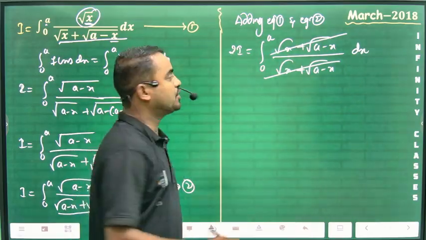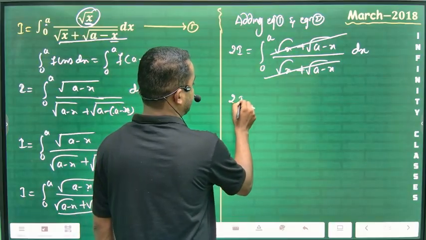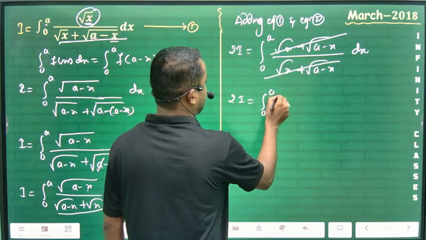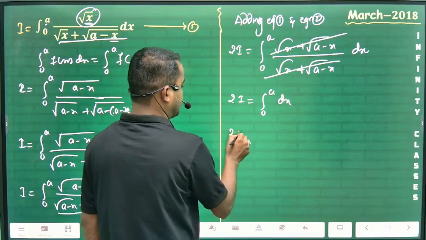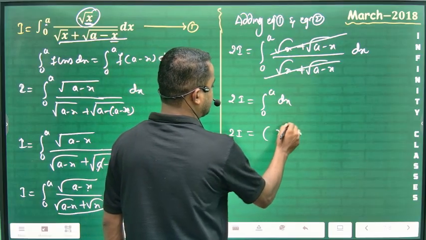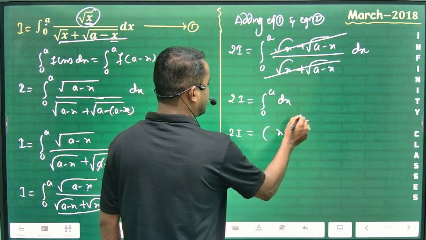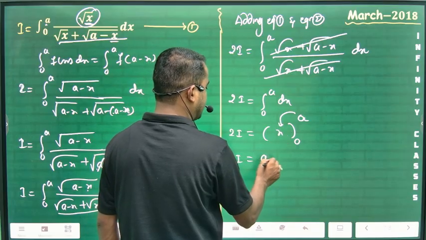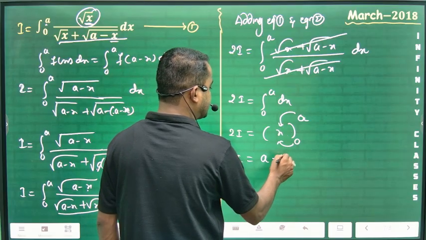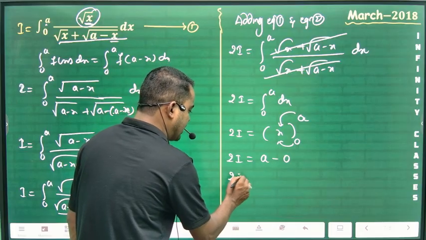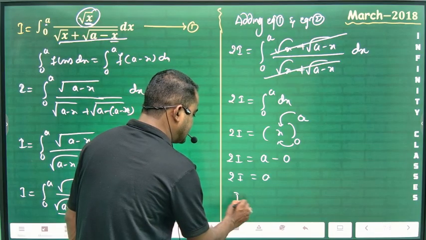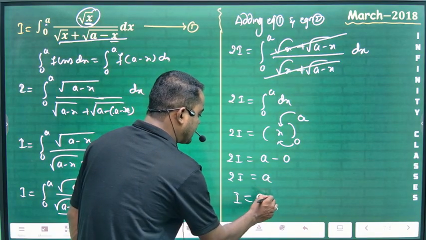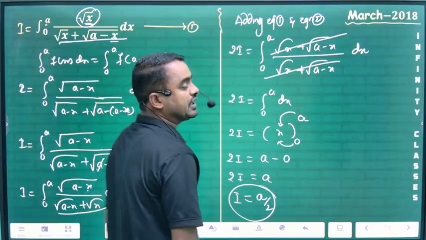And 2i is equal to integration of 0 to a dx. Then 2i is equal to x between the limits 0 to a. Then 2i is equal to upper limit, that is a, minus the lower limit, that is 0. Then 2i is equal to a. Then i is equal to a by 2. So this is the final answer.